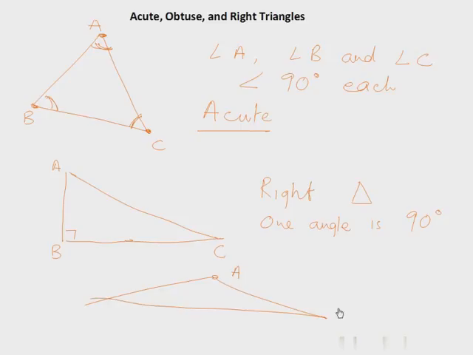And in the third case, if one of the angles happens to be greater than 90 degrees, this angle A is clearly greater than 90 degrees, then if an angle is greater than 90 degrees, it's called an obtuse angle triangle or an obtuse triangle. So we have acute, right, and obtuse. The three cases.